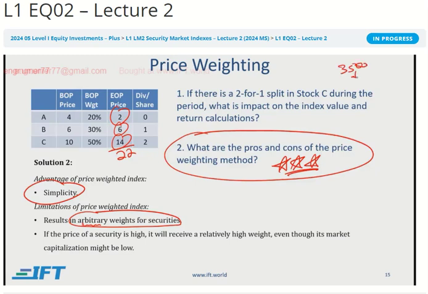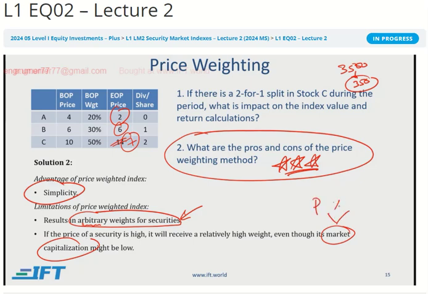I mean, if Amazon can reduce its price from 3,500 to 350, right? Or even in this example, C reduced its price to 7, and then now it's getting a lesser weight than it was before just because it did a stock split. That doesn't really make any sense. So the problem with price weighted index is that it's not a very smart way of doing the weighting, because just because a stock has a high price does not necessarily mean that it deserves to have a high weight. It's not necessary that its market capitalization is higher, because on its own price means nothing.